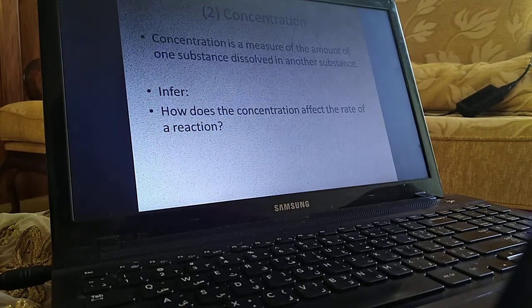On the other hand, the second factor is called concentration. Now, concentration means how much of one substance is in another substance. التركيز. So, what happens when we change the concentration of a substance?